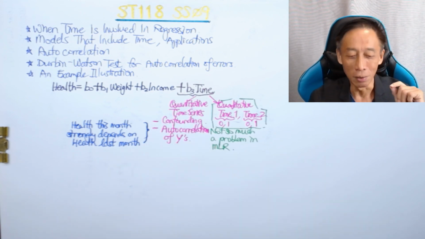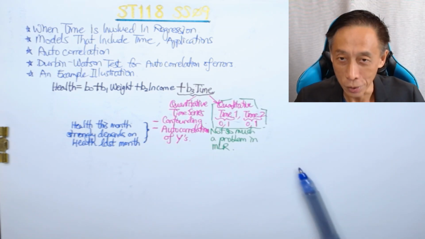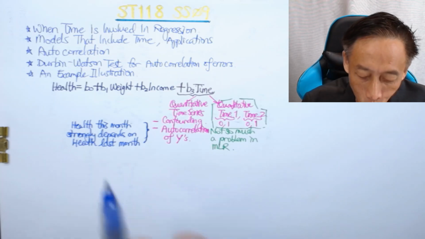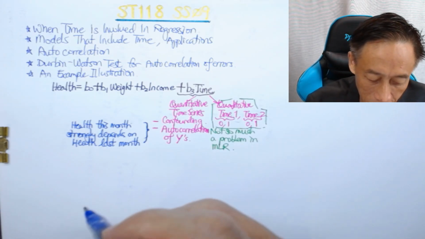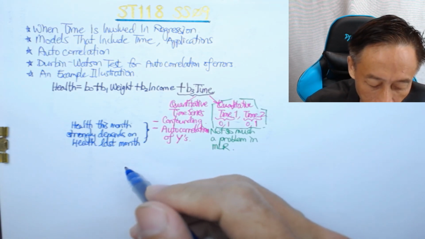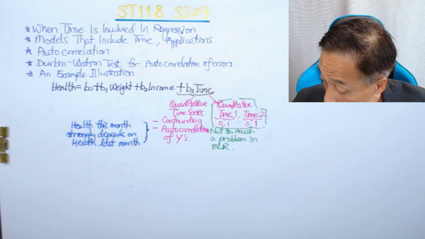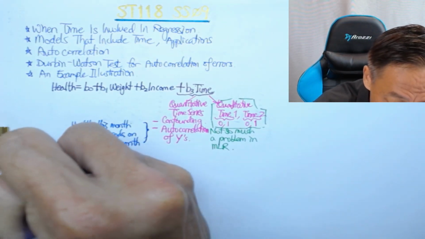We'll come to that in a while, but just trying to see what autocorrelation is. But first thing first, it is not only health that has this autocorrelation of order one, but also let's look at GDP.